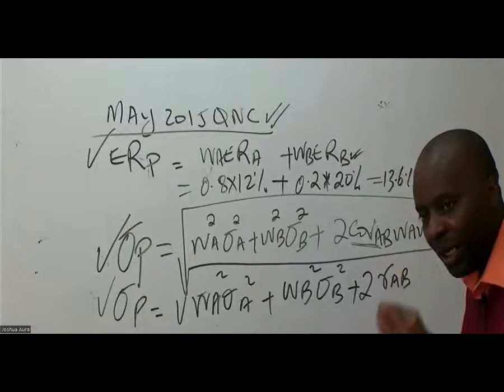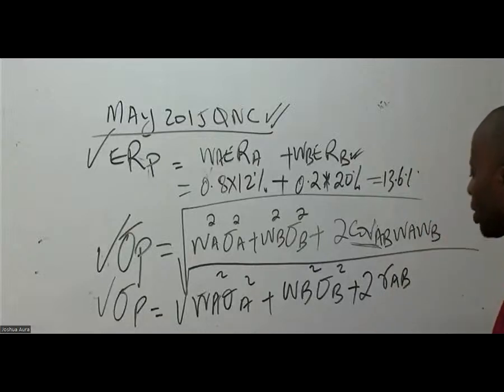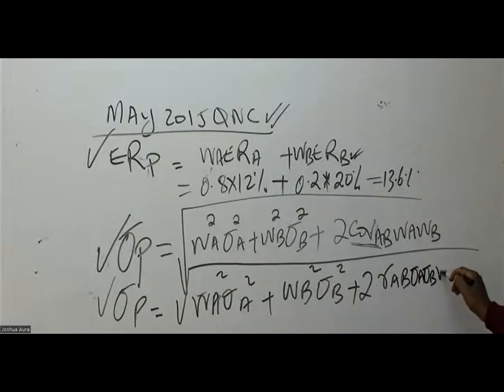So you must bring standard deviations here. So we have here standard deviation of A, standard deviation of B, and then of course the weights must always remain.